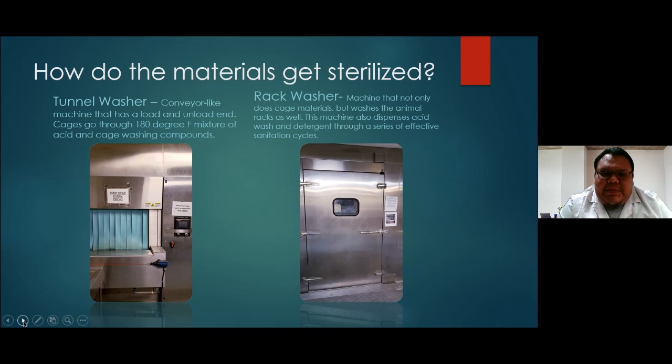Aside from the tunnel washer, we have a rack washer, which is a machine that not only washes cages but washes the animal racks as well. This machine also dispenses acid wash and detergent through a series of effective sanitation cycles. We can also fit rat racks and rabbit racks in there as well.